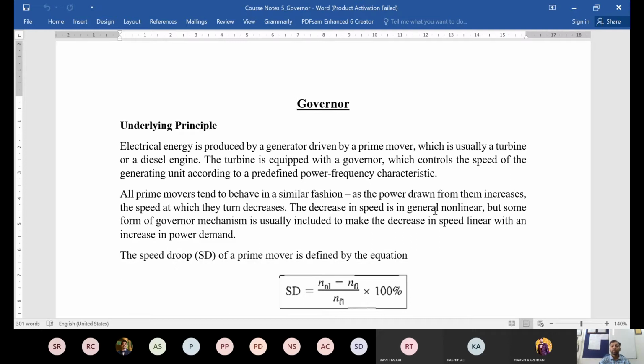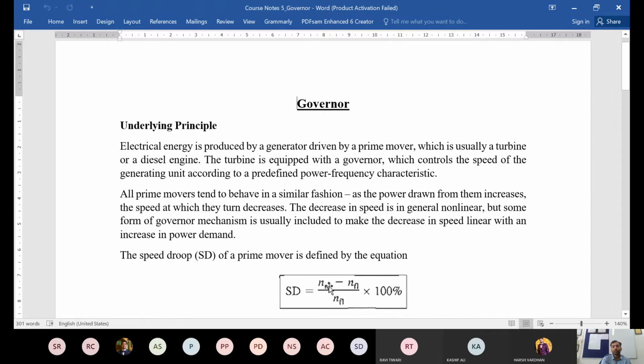And there is a name for this variation of speed with respect to the power demanded. It is known as the speed droop. It is not drop, rather it is droop. Droop means it is not a very sudden drop; from a particular value there is a very gradual decrease. The slope is low. So the speed droop of a prime mover is defined by this equation.